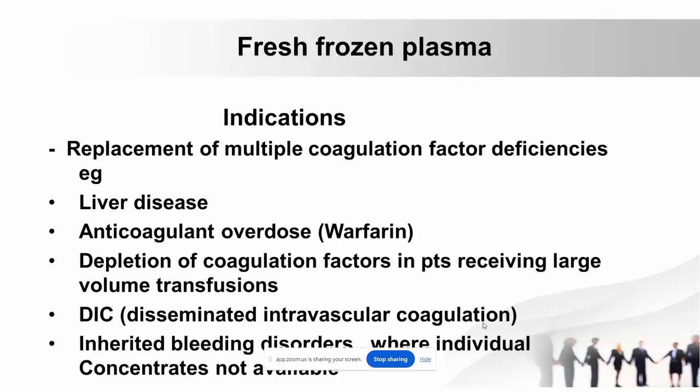There are many indications for plasma transfusion, like conditions whereby we need replacement of multiple coagulation factors, in case of liver failure, in case of anticoagulant overload with warfarin, in case of depletion of coagulation factors in patients receiving a large volume of transfusion, in case of DIC, and in case of inherited bleeding disorders, when individual concentrates are not available, fresh frozen plasma can be used to alleviate the symptoms.